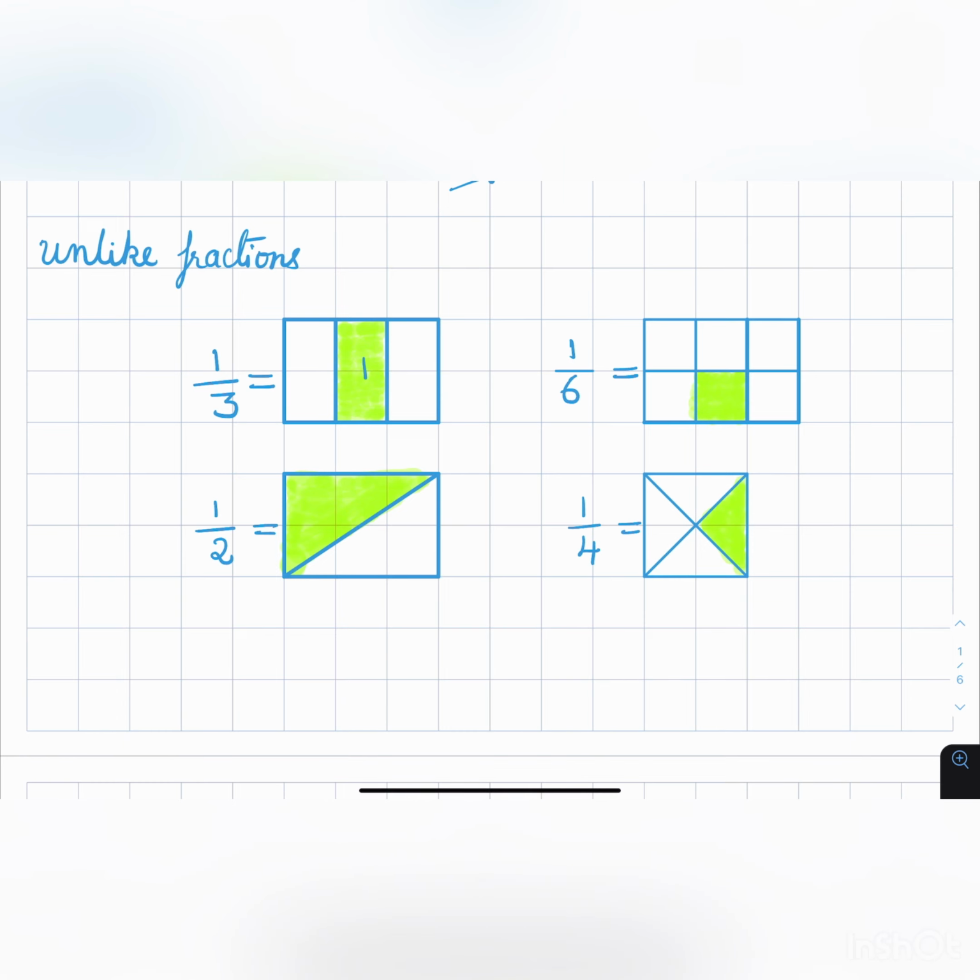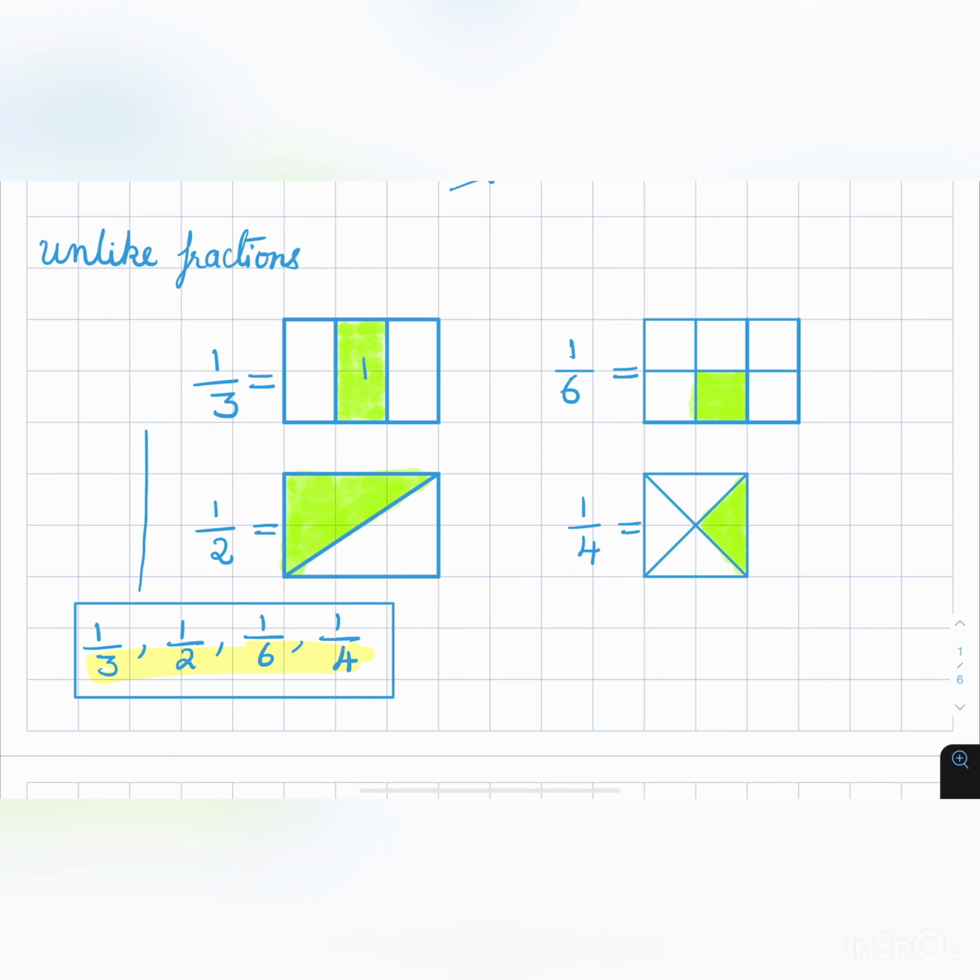So let me write down these fractions here separately. 1 by 3, 1 by 2, 1 by 6 and 1 by 4. These fractions do not have the same denominator. If the denominator is different, then they are called unlike fractions. Let us understand the biggest fraction and the smallest fraction in the given set of fractions.